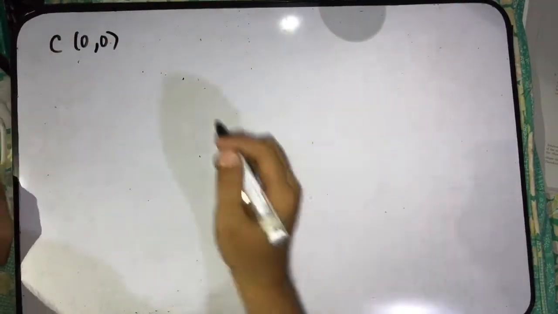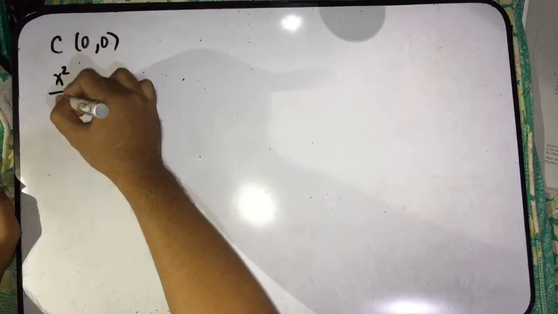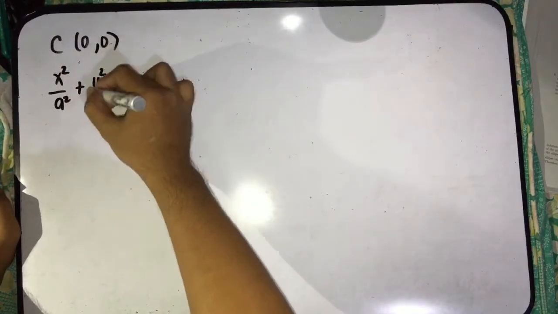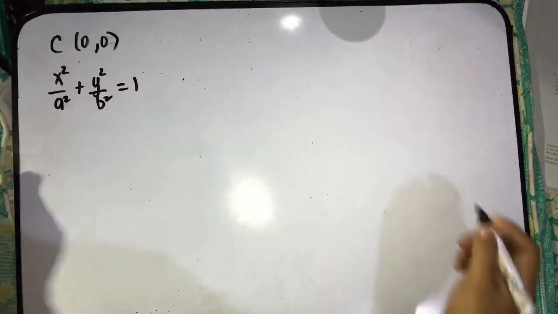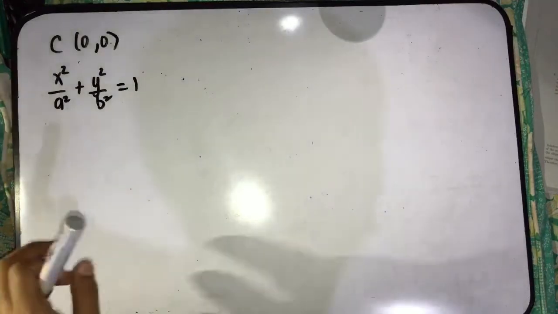natin yung ellipse having center at the origin. So, if the center is at the origin, the formula would be x squared over a squared plus y squared over b squared is equal to 1. So, yun lang naman yung formula na gagamitin natin palagi.